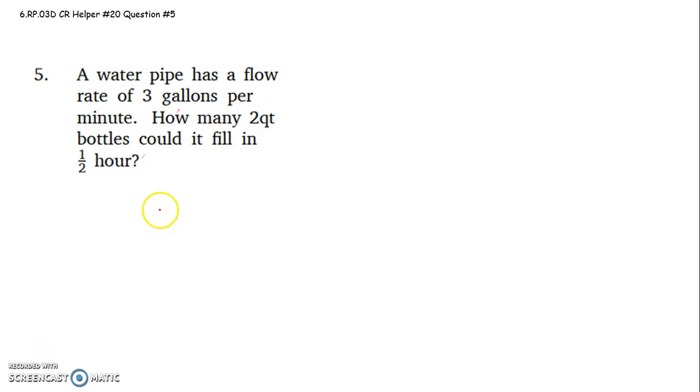Sixth graders, this is to help you with question 5 on CR20. It says a water pipe has a flow rate of 3 gallons per minute. How many 2-quart bottles could it fill in a half hour?